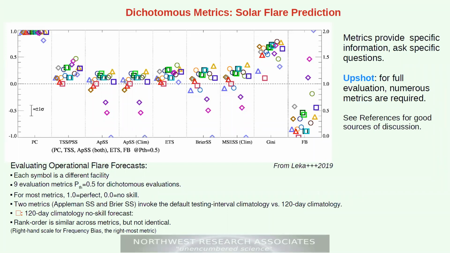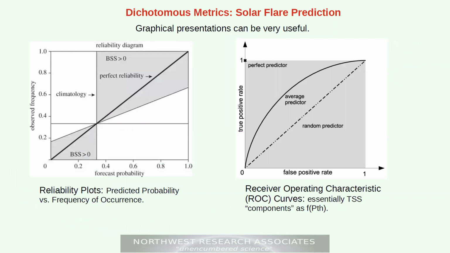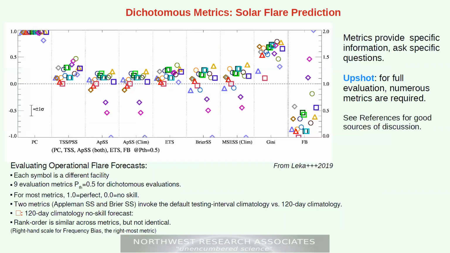Okay, so those were dichotomous scores. There are different skill scores and evaluation scores there. There is, for example, the percentage correct, you can see on the left-hand side, it's all up near 1, right? So it's like, we're doing great.